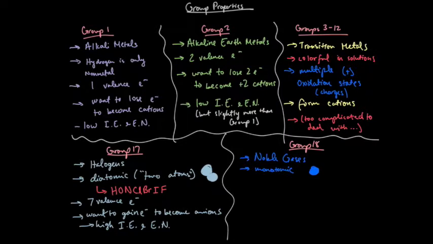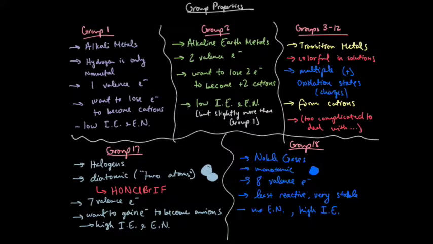A good word to remember is Honkobriff. If you check that out, those list the elements that are considered diatomic. Honkobriff. Not all of them are halogens, by the way.